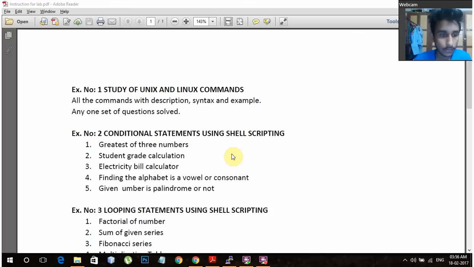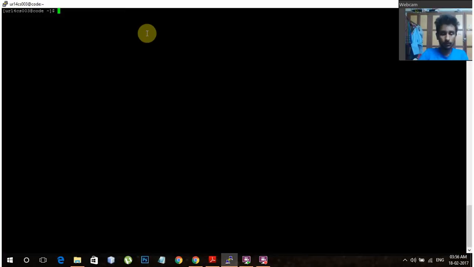The first one is to find the greatest of three numbers, the second one is student grade calculation, the third one is an electricity bill calculator, the fourth one is finding whether an alphabet is a vowel or consonant, and the fifth is whether a given number is a palindrome or not. So moving on to the shell code.